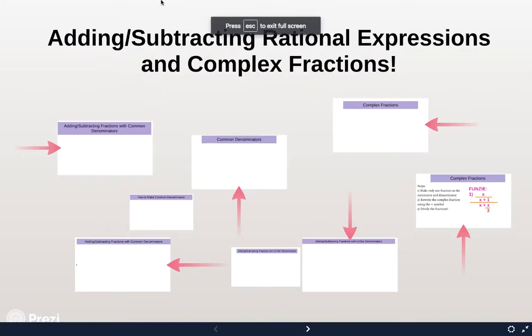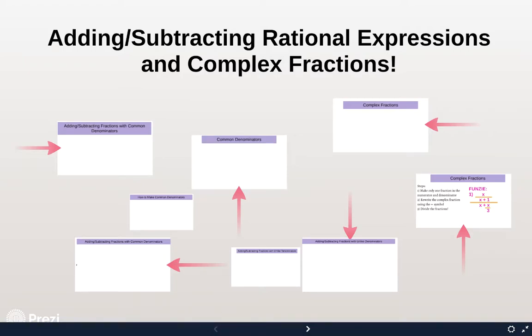Who's ready to add and subtract rational expressions and also something called complex fractions? So I know you guys had a blast multiplying and dividing fractions, but now I know you're super pumped up to add and subtract rational expressions. Adding and subtracting rational expressions is very similar to just adding and subtracting two fractions.